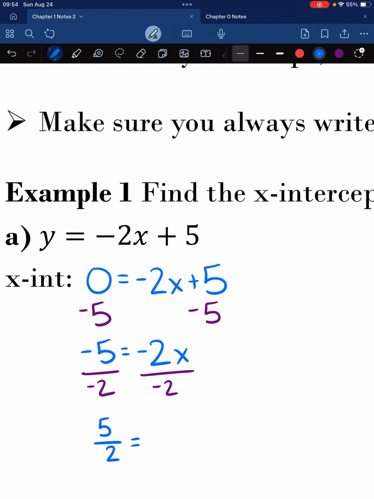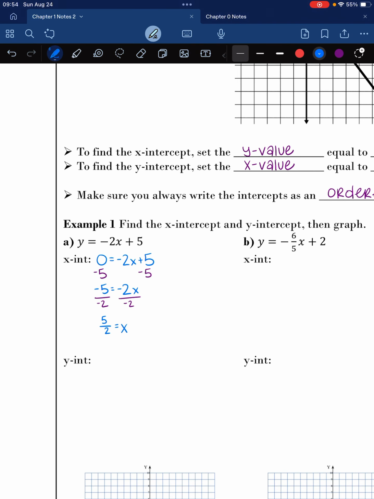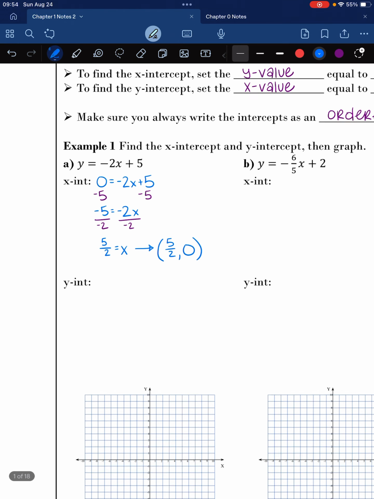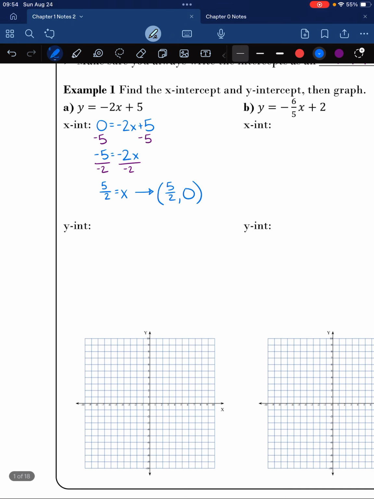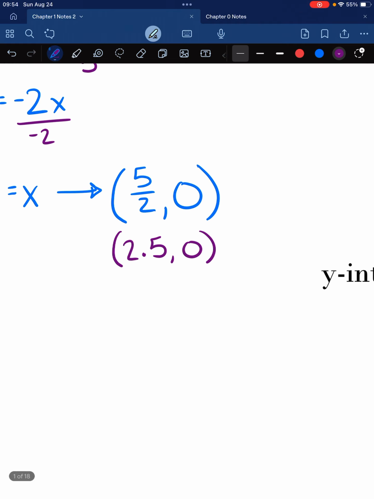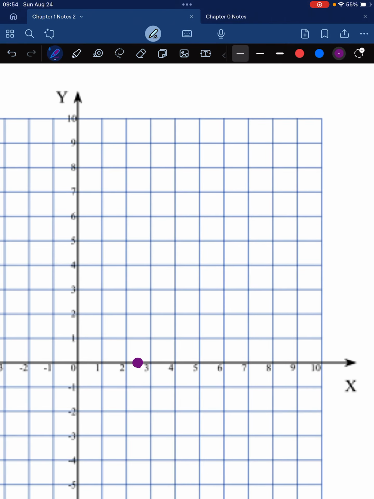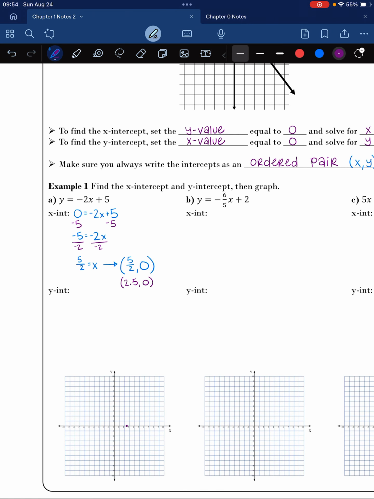Write this as a decimal if you want to. I just tend to like fractions because I don't really have to do too much extra thinking. And remember, we just want to format that as an ordered pair. So (5/2, 0). And that's going to help me graph my function. If I can find 5 halves, or maybe that is easier to graph if we put it in decimal form. Remember, we can use our graphing calculator to change a fraction to a decimal. Okay, so (2.5, 0), so I'm on my graph, going to go over to 2.5 on the x-axis. I'm going to put a dot there so I know my line goes through that point.